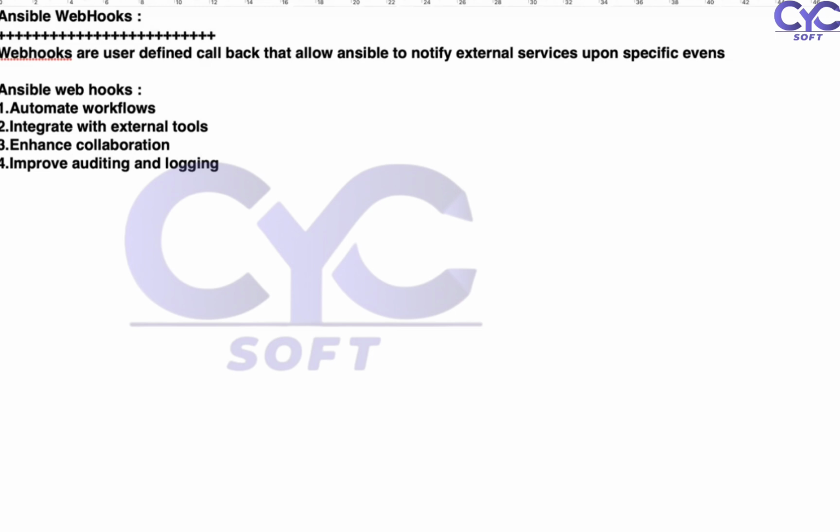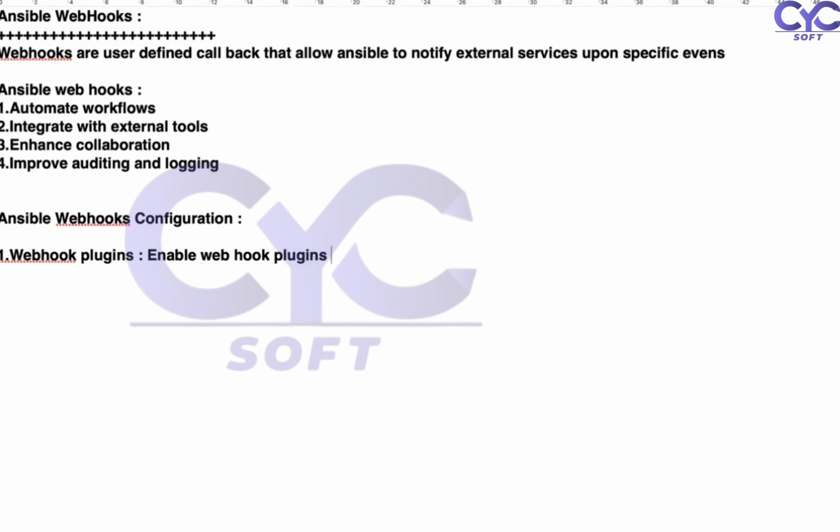Now we are working with Ansible webhooks configuration. In the webhook configuration, the first step is webhook plugins. We enable webhook plugins in ansible.config. We need to mention it here like this, so we are working on the Ansible config.